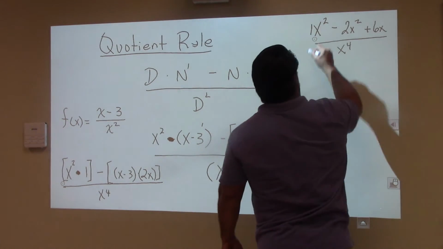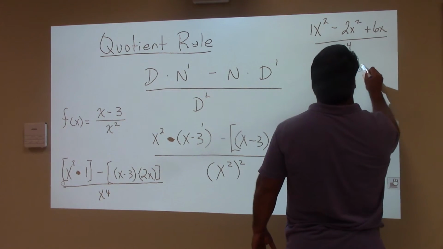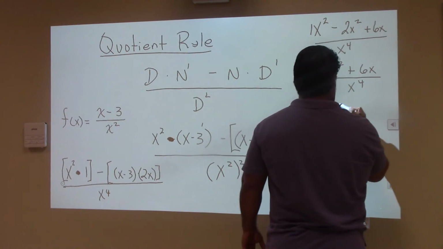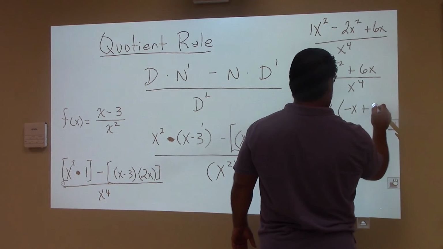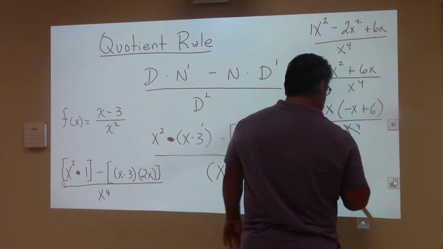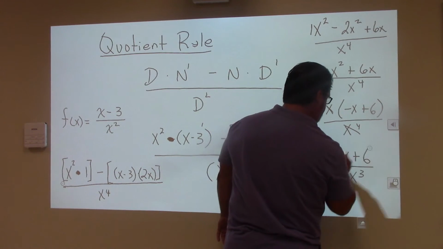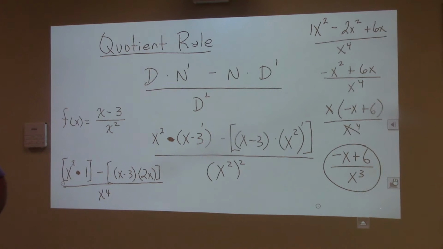And what's 1x squared minus 2x squared? And I'm going to take out an x. And that's going to be negative x plus 6 over x to the 4th. And I get negative x plus 6 over x to the 3rd. Check in the book and see what they got. What'd they get? Huh? Oh, I did? Okay, forget it. That's the answer.